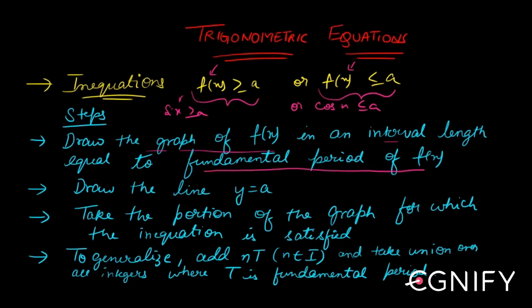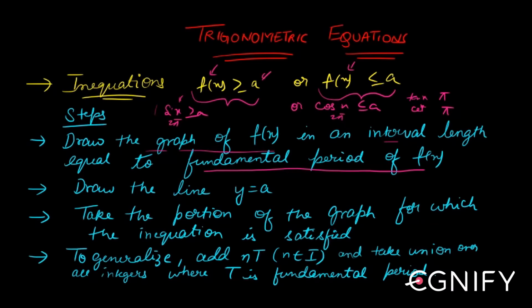So something like, if I'm drawing the graph for sin x, I have to draw it for at least a length equal to the fundamental period. That means the fundamental period for sin x is 2π, for cos x is also 2π, for tan x it's π, for cot x also it's π. So you have to know the fundamental period of the functions, and you have to draw the graph of length at least the fundamental period.